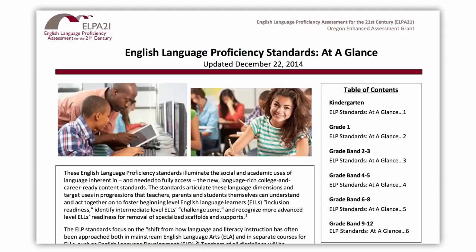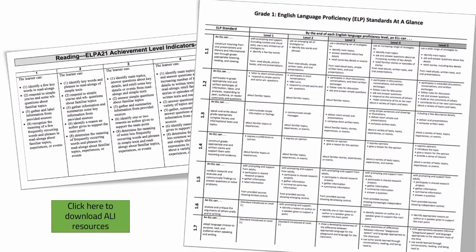One other helpful way to use the achievement level indicators is to consult them alongside the ELP Standards at a Glance document, which places all the ELP standards for each grade level band on the same page. By putting the ALIs side by side with the ELP standards, you can easily cross-reference the standards implicated in your domains of interest with the full language of the standards and their level descriptors. You can download the achievement level indicators by clicking on the button on this screen or by visiting the resources section of this module.